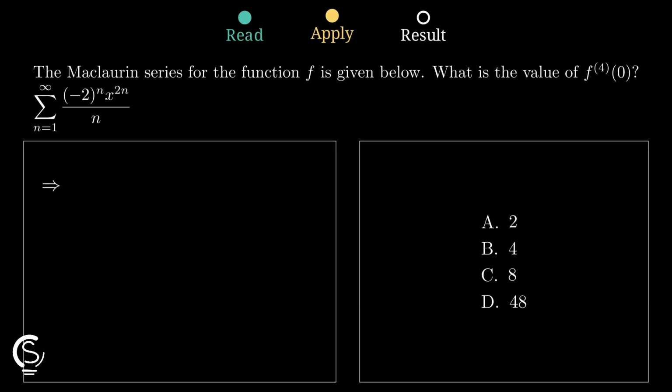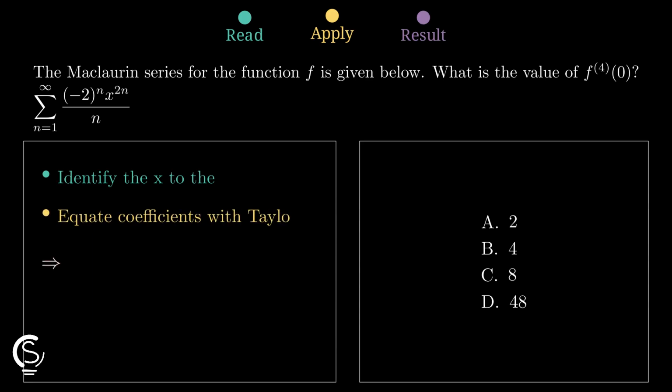Now substitute n equals 2 into the general formula. This gives us negative 2 squared divided by 2, which simplifies to 4 divided by 2, resulting in a coefficient of 2. Equate this to the Taylor formula coefficient. Multiply 2 by 4 factorial, 24, to get 48. Option D is the final winner.